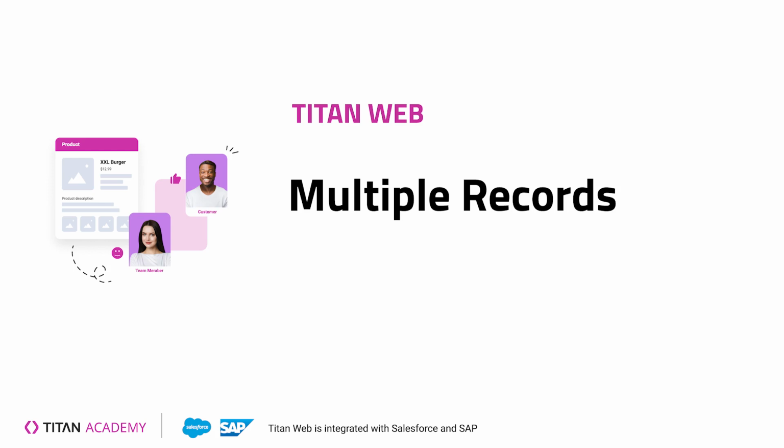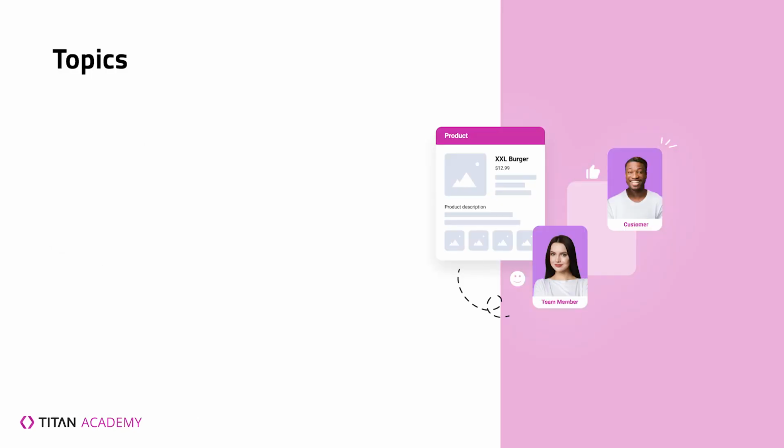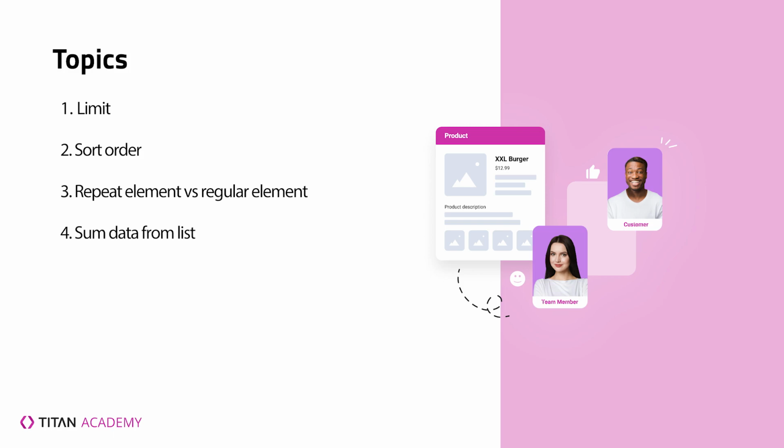Today we'll be talking about some advanced techniques when using multiple record gets in Salesforce integrations. First, we'll show you how you can bring back multiple records but limit the number of records that will be returned. After that, we'll show you how you can use sort order to sort the records that are being returned from Salesforce. Next, we'll show you the difference between bringing back data to a repeated element as opposed to a regular element. And finally, we'll show you how you can sum data from a list of records.